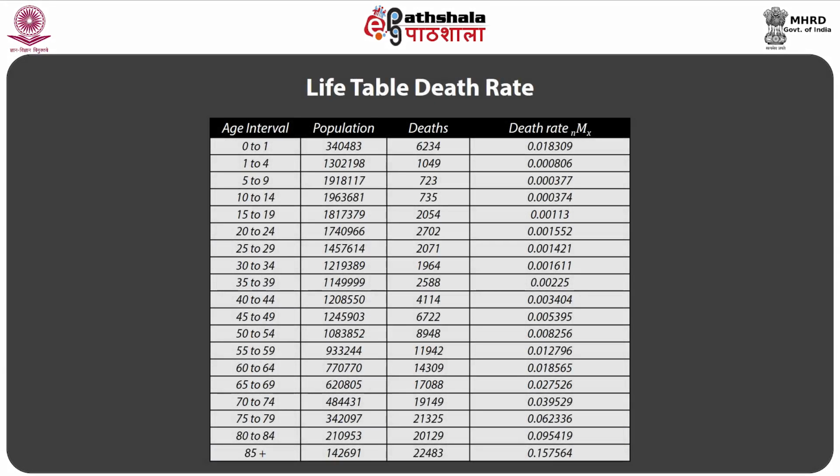As an illustration, age interval is given 0 to 1, 1 to 4, 5 to 9, up to 85. Population by age group is given, and then number of deaths by age group is also given. We can calculate age specific death rates, and the last column, the death rates given by the deaths of each age group divided by population, is given in the column nMx.